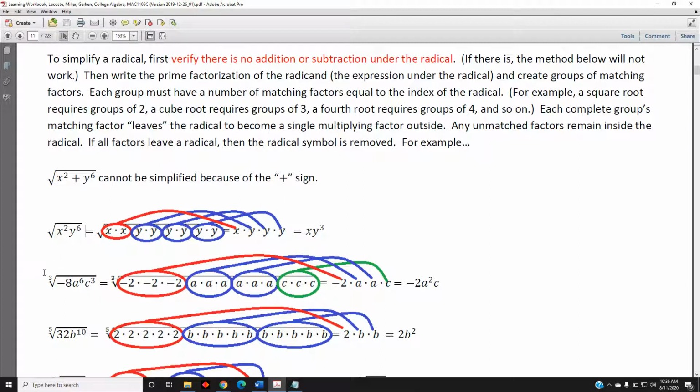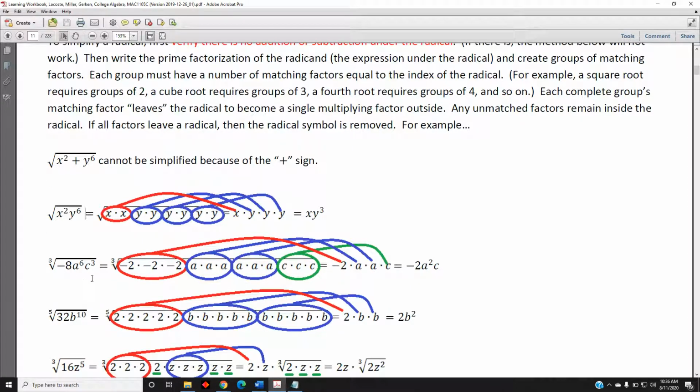Let's do another one. Cube root of negative 8a to the sixth c cubed. First, write the prime factorization of the radicand. Negative 8 is the same thing as negative 2 times negative 2 times negative 2. A to the sixth would be written as a times a times a times a times a times a. C cubed would be written as c times c times c. Now that the index is 3, we want to make groups of 3.